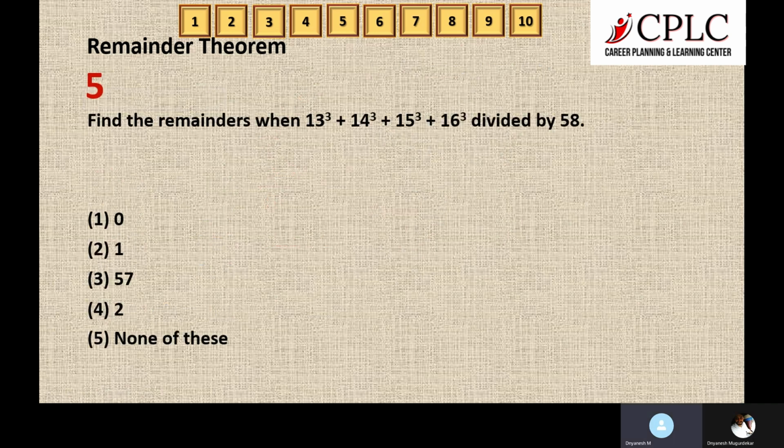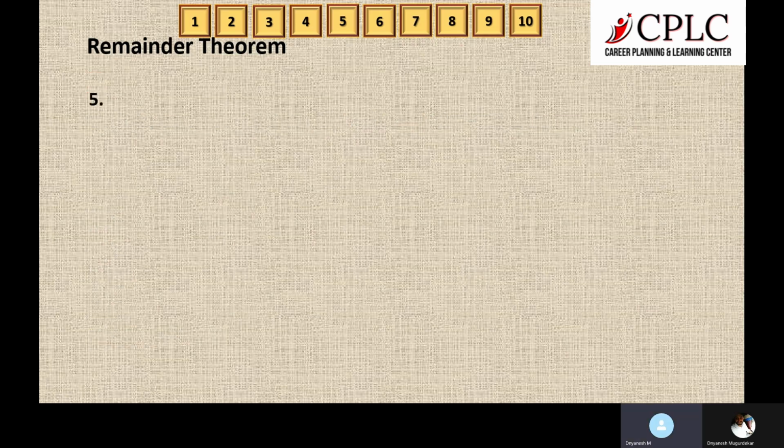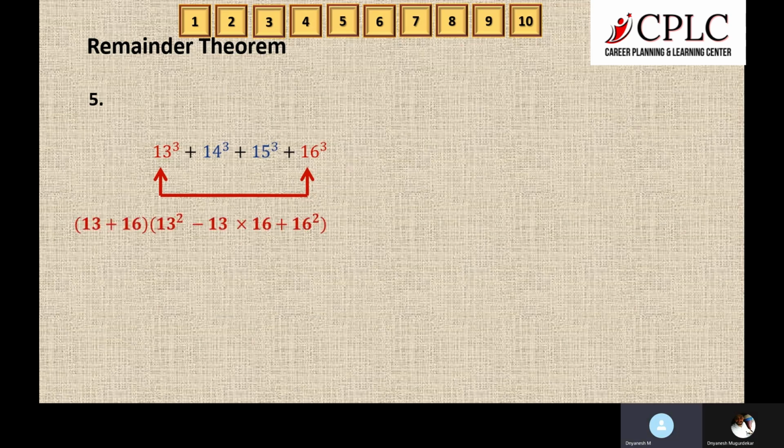Fifth one, find the remainders when these numbers are divided by 58. So here we'll have to do a cube plus b cube. But while making the groups, make the groups as these ones. So make the first and the last one together and the middle two together. Why so? Because when you apply a cube plus b cube, the first bracket of that is a plus b. And a plus b will be 13 plus 16, which is 29. And 14 plus 15, again 29. So you can take that 29 common. That's the only reason to make such groups.